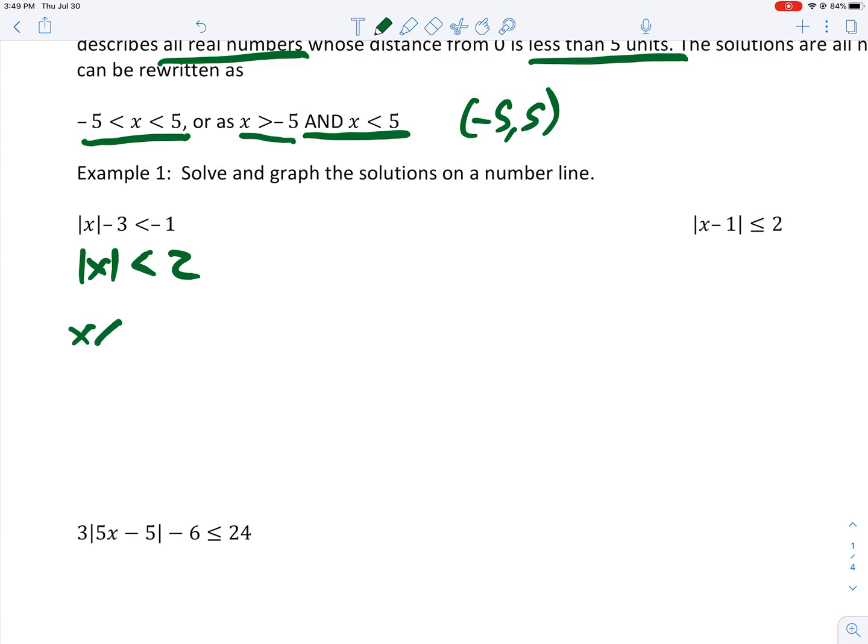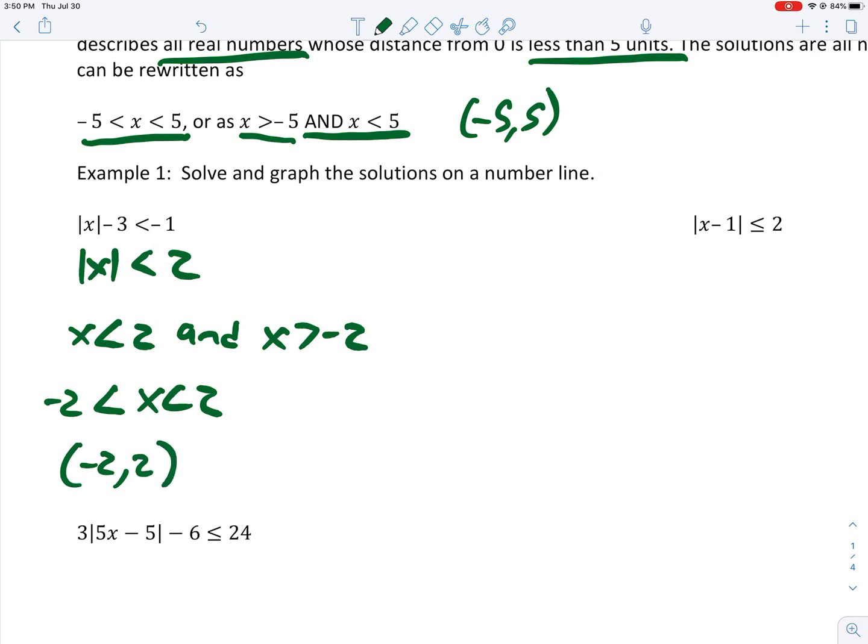So what are the numbers that have an absolute value less than 2? Those are all the numbers that are less than 2, but it's also all the numbers that are greater than negative 2. So 1, 0, negative 1, negative 1.5, negative 1.75, and so forth. So x is less than 2 and greater than negative 2, or it's negative 2 to 2 as an interval.